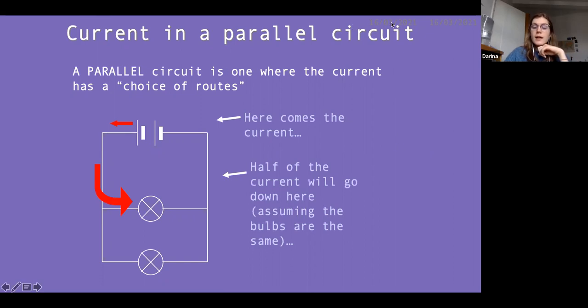And actually, current in parallel circuits splits at junctions. So, assuming the bulbs are all the same, half of it will go down here into the middle path, and then half of it will go onto the bottom path. This is assuming that all the bulbs are the same. If we had different bulbs, we would have slightly different ratios, but the key idea is that it still splits over the branches that we are taking.